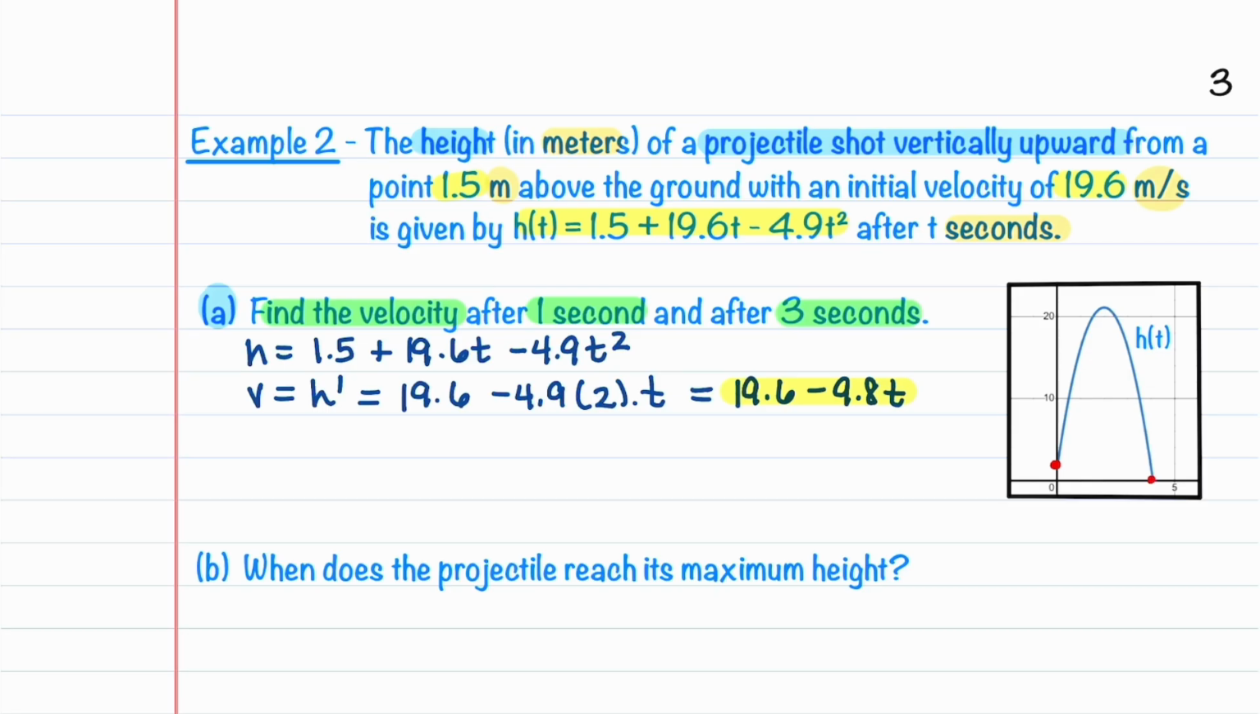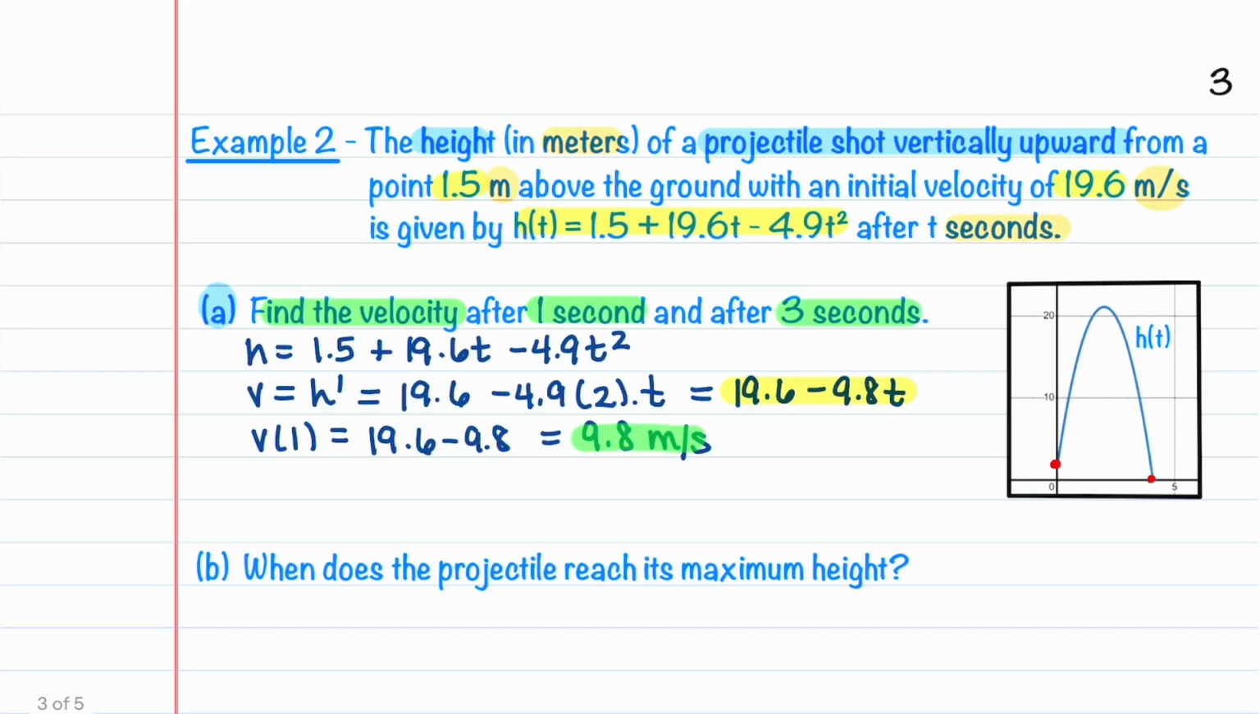Now all we have to do is find the velocity at 1 second and at 3 seconds. The velocity at 1 second is going to be substituting in when t is 1. So this is 19.6 minus 9.8, and that is 9.8, and velocity is in terms of meters per second. Now we're going to find the velocity after 3 seconds. So we're just going to plug in 3 for t. So this is 19.6 minus 9.8 times 3. And this ends up being a value of minus 9.8 meters per second.